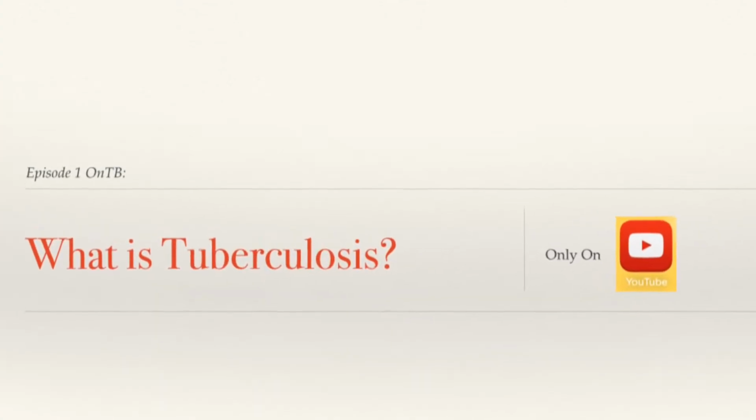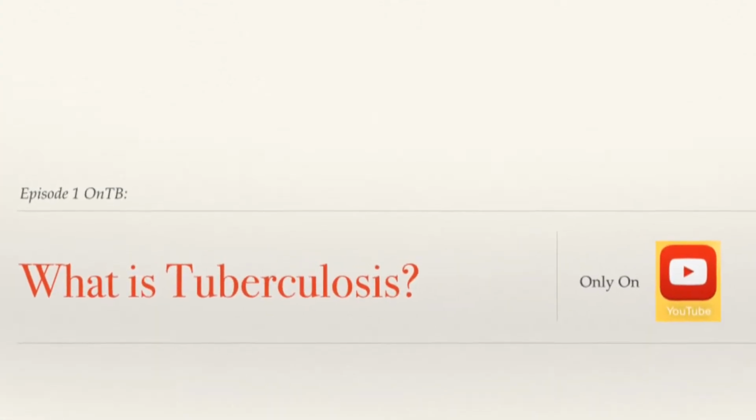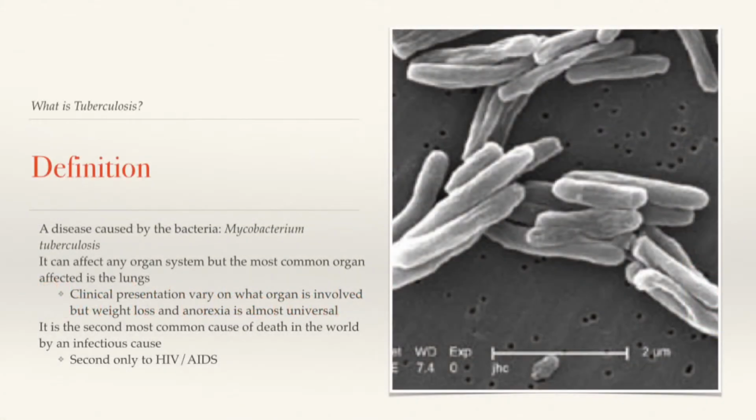Today, we are going to discuss what is tuberculosis. Tuberculosis is the name of the disease that is caused by this bacteria called Mycobacterium tuberculosis. The picture on the right is the actual scanning electron micrograph of the offending agent. Once a patient is infected, it can affect any organ in the human body. Of course, tuberculosis is transferred via air droplets, so the most common organ affected is the lungs.